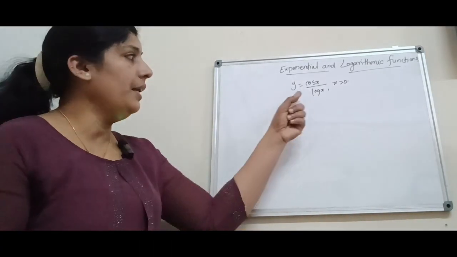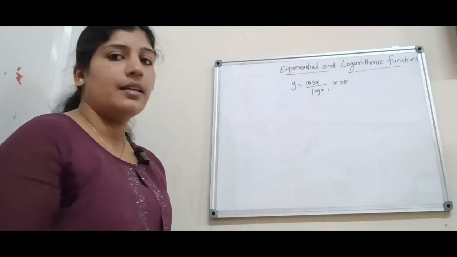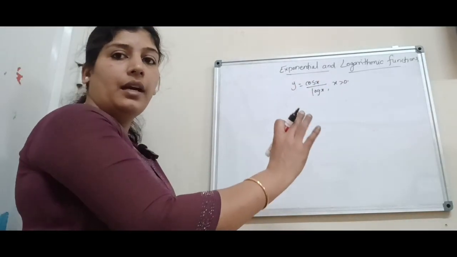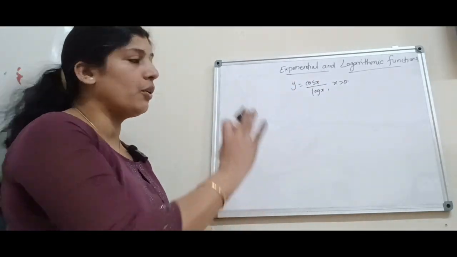Next question, y equal to cos x by log x, x greater than 0. Here the function is of the form f of x by g of x. That is, we have to apply quotient rule here.